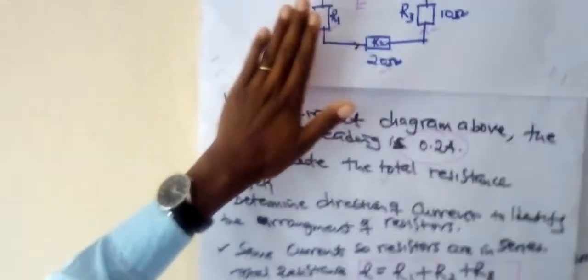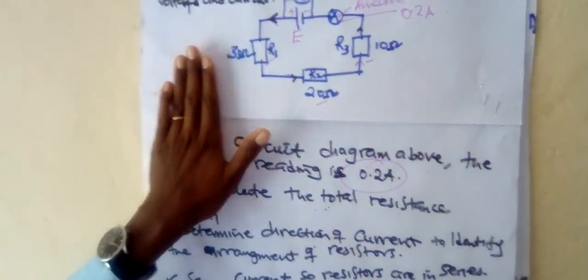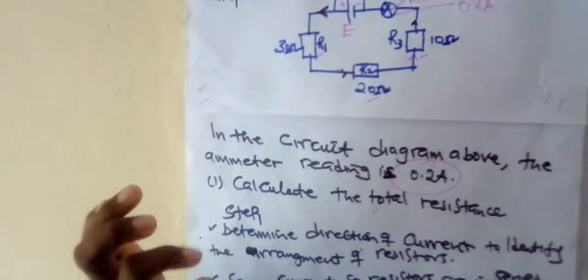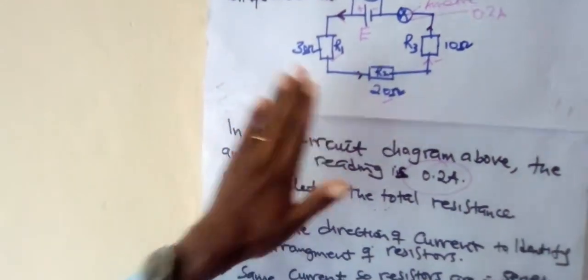Start by identifying the direction of current to identify whether it is parallel or series. Here we have said it is series because current does not separate.